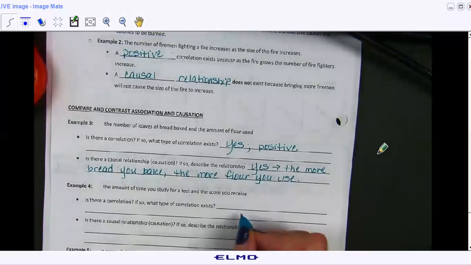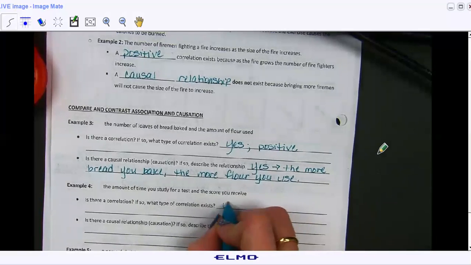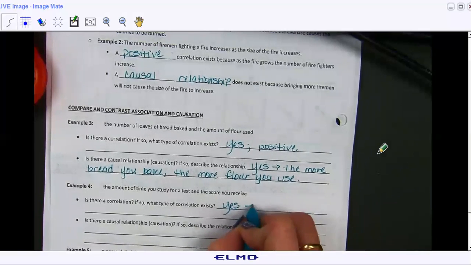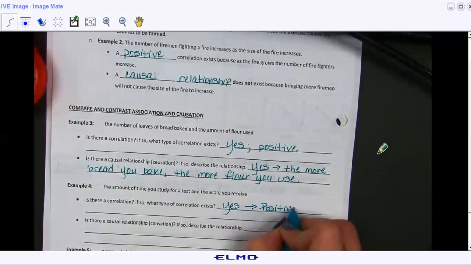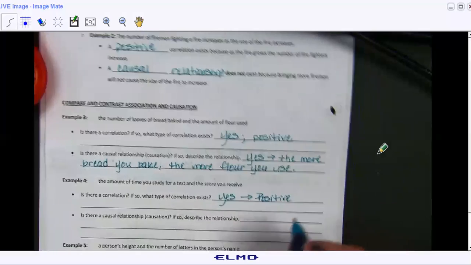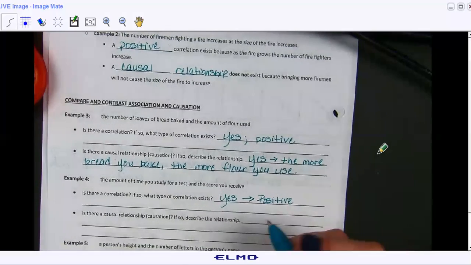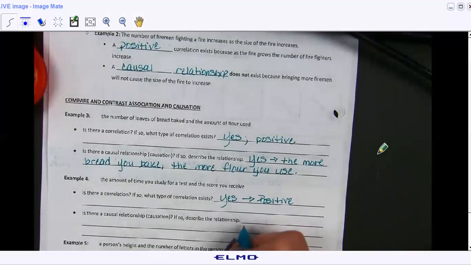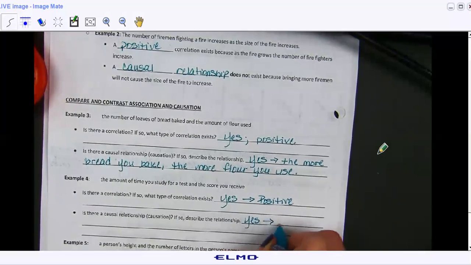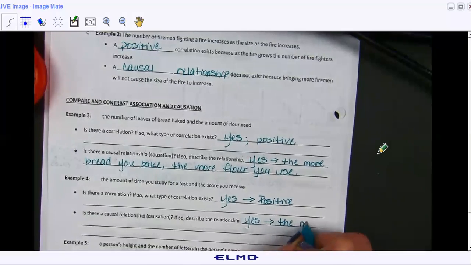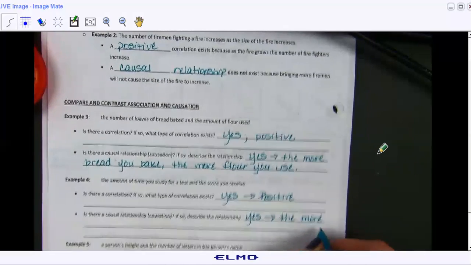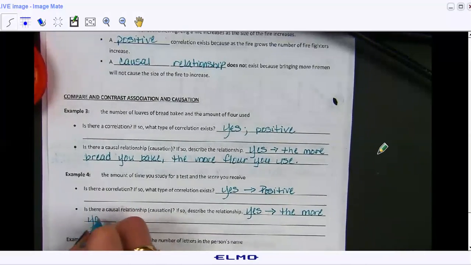Okay? Is there a correlation? Yes. It is positive. Or you can just have a brain fart and not remember anything. Is there a causal relationship? Yes. The more you study, the higher your test score will be. The more likely, yeah.